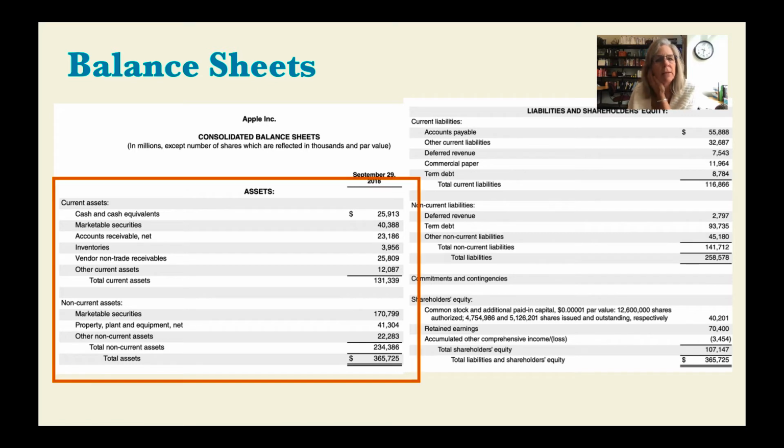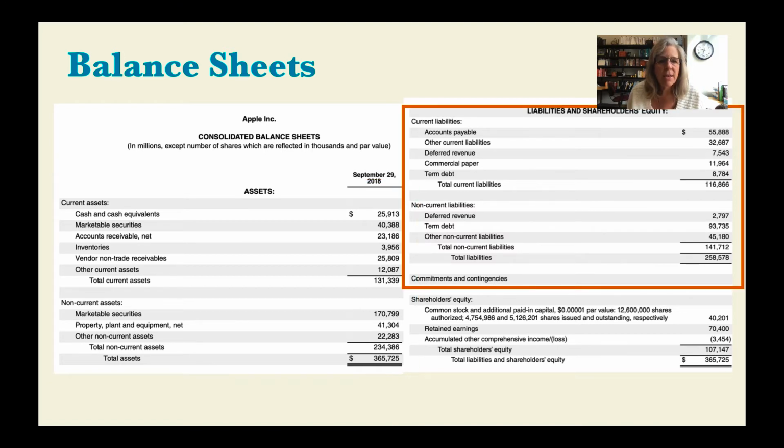Also listed on a balance sheet are all of the assets of the company. So in this case, we have listed the cash, marketable securities, accounts receivable, inventories. There are other things like property, plant, and equipment. There are also some things like other that would be spelled out in their annual report, what exactly is in there. But for our purposes, this is all of the things that Apple has in order to make a profit for their company. Now, the other side of that is they also list liabilities for the company.